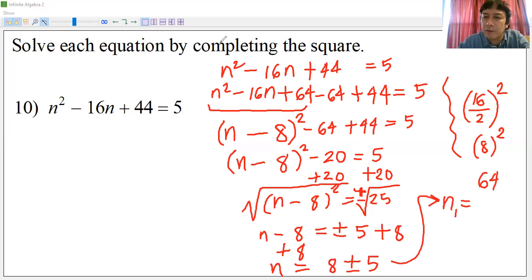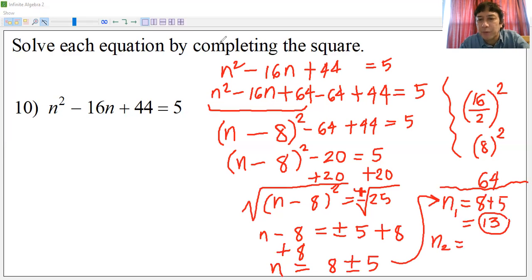n1, the first value, is 8 plus 5. That gives 13. That's the first answer. How about n2? The second value, we call it n2. We will now have 8 minus 5, and that's 3. So this is 3, the second.